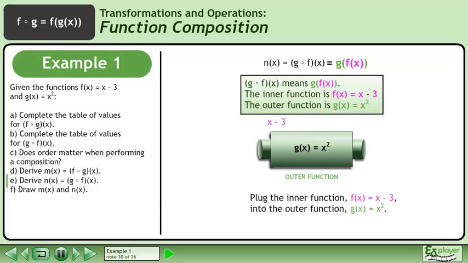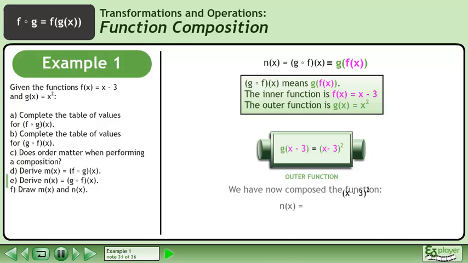Plug the inner function, f of x equals x minus 3, into the outer function, g of x equals x squared. This gives a result of x minus 3 squared. We have now composed the function n of x equals x minus 3 squared.